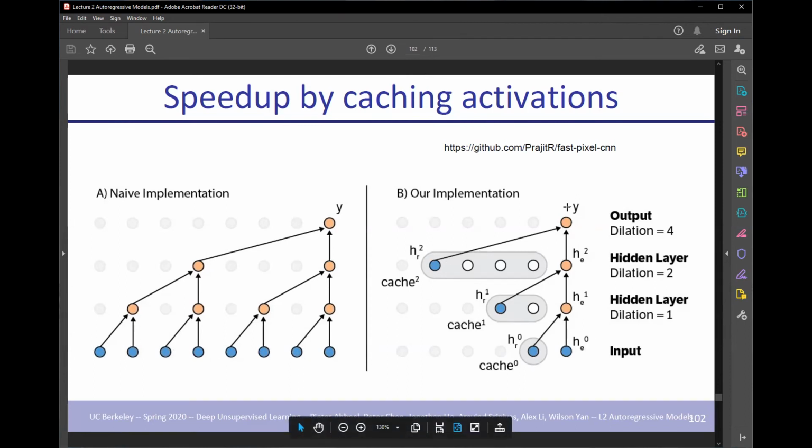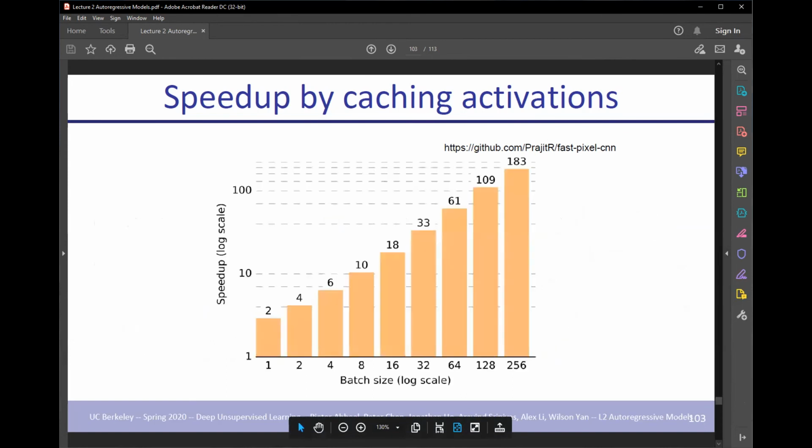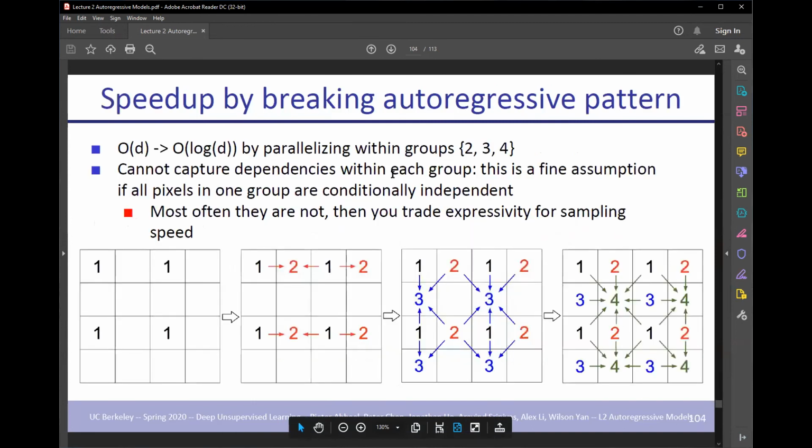And that ought to significantly speed up our implementation. And the reference code is there in the GitHub link that he provides, right? And he goes through how much you can improve your batch size, thereby improving the speed of your inference as you do this caching of computed values.